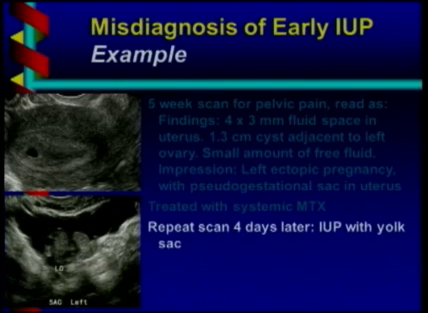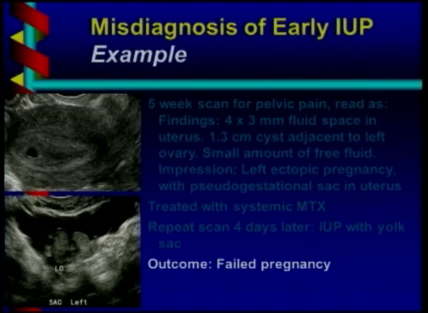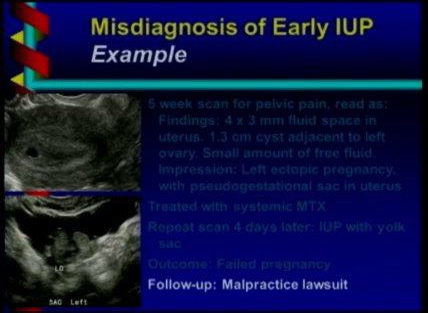She had a repeat scan done 4 days later, and on the repeat scan, an intrauterine pregnancy with a yolk sac was seen. So this little fluid collection that they thought was a pseudogestational sac was actually a gestational sac. They only learned that 4 days later, but unfortunately it had been treated with methotrexate. The woman had been treated with methotrexate, which damaged the intrauterine pregnancy, and the outcome, therefore, was a failed pregnancy, leading to a malpractice lawsuit because this early pregnancy, mistaken for a pseudogestational sac, was treated with methotrexate.